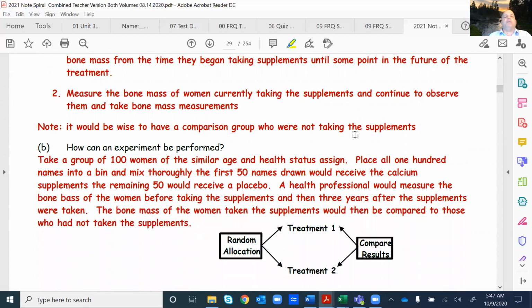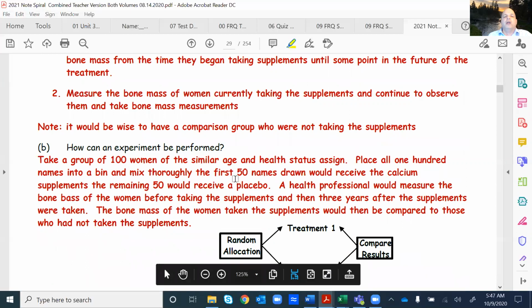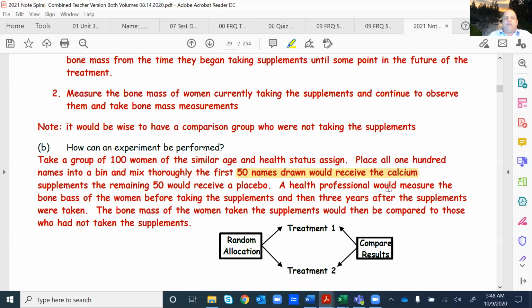How could an experiment be performed? Well, we could take a group of 100 women of similar age and health status, place all 100 names in a bin and mix. This right here is random allocation. That's my random allocation. The first 50 names drawn would receive the calcium supplements. When I have 50 names, that's replication. This is also replication. So 50 receiving the calcium supplements and 50 receiving a placebo.